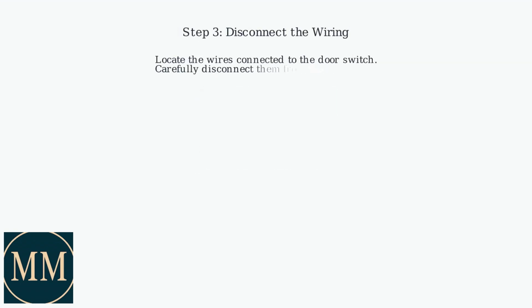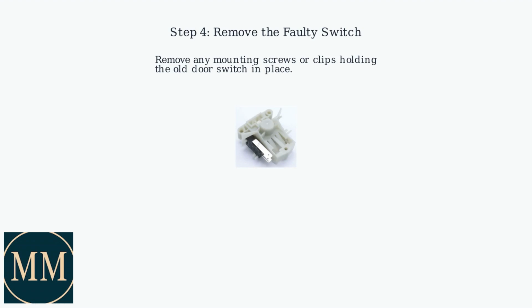Now, locate the wiring harness connected to the door switch. Carefully unplug or unscrew the connectors to disconnect the wires from the switch. Remove the faulty door switch. Use a screwdriver to remove any screws or release clips that secure the switch to the dryer frame.